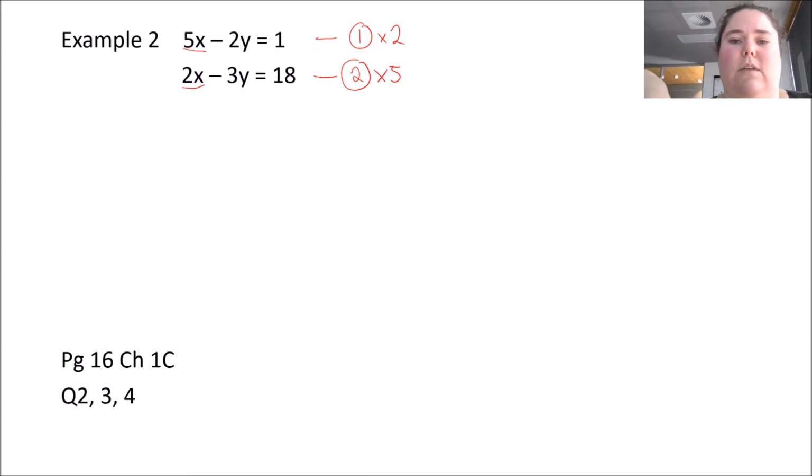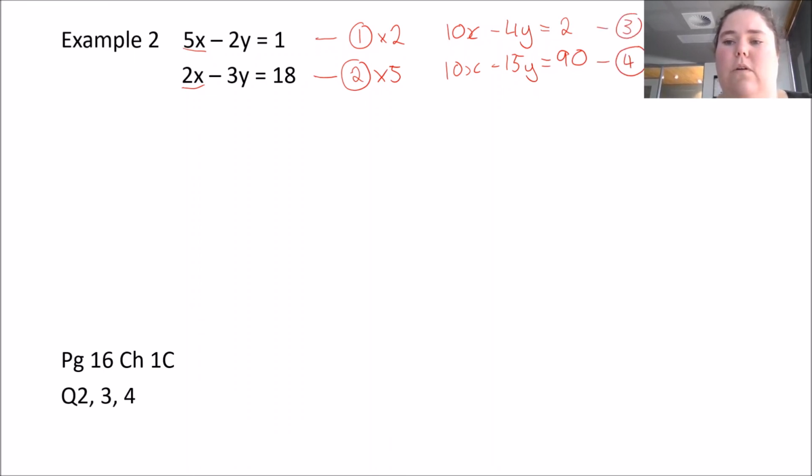which gets me 5 times 2 is 10x. Negative 2 times 2 is negative 4. And 1 times 2 is 2. 5 times 2 is 10x. 3 times 5 is negative 15y. 5 times 18 is 90. Okay, so that gets me my new equations.